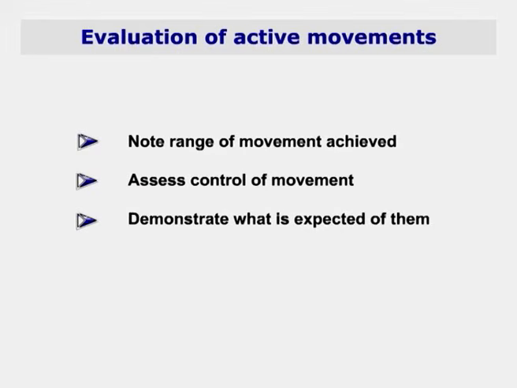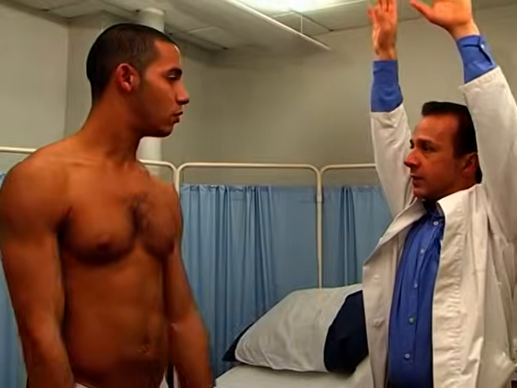Next, we assess the active movements. If the patient is bed confined, perform these as they're lying down, otherwise get them to sit or stand up. Ask the patient to move their limbs in all their normal planes of movement, noting the range achieved and control. It is much easier if you demonstrate to the patient what you want them to do rather than issue complex or technical instructions. Start from the shoulders.